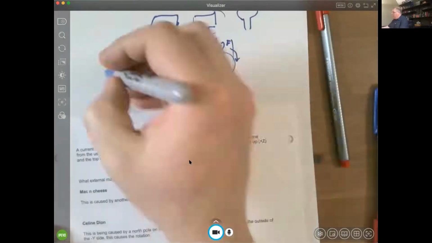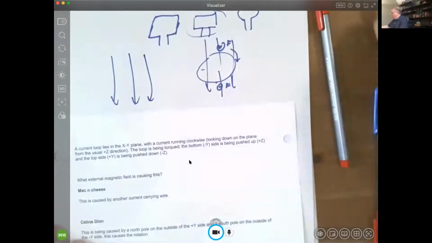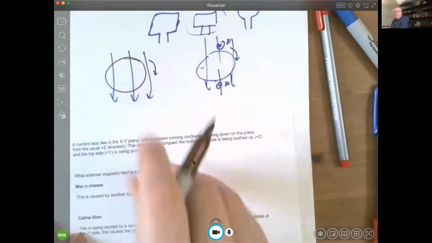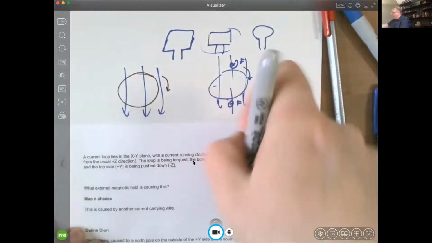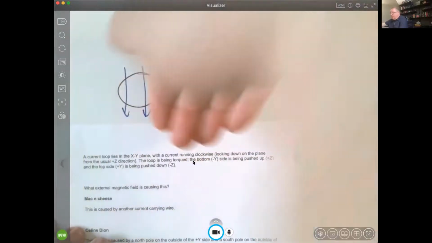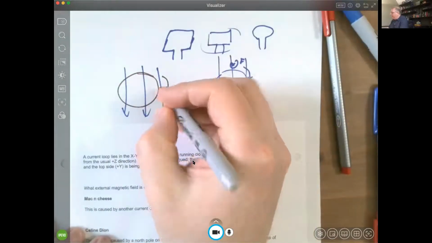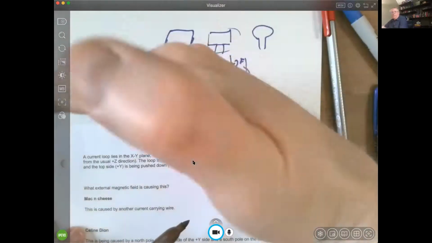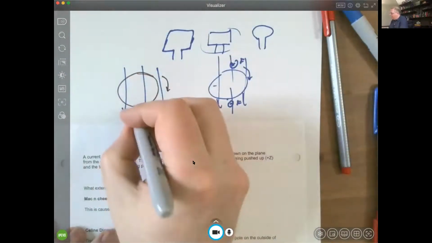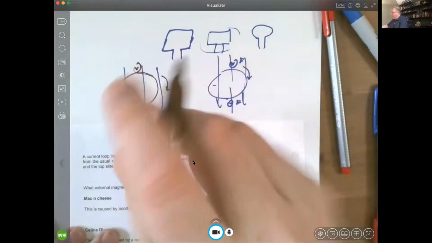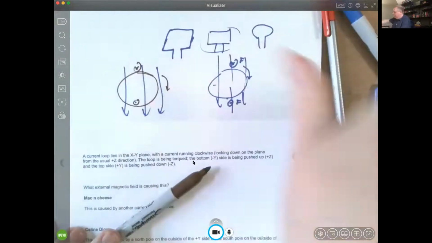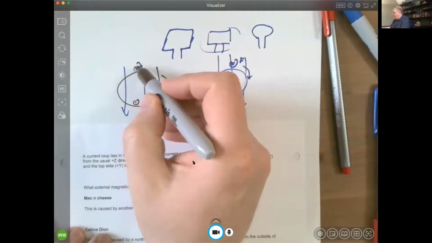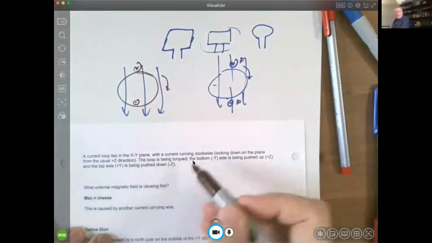So just to draw that again. If the field is this way, and my loop is like this, with the current running that way, then on this side, if the current's running down, this doesn't have any effect. This doesn't have any effect. Over here, the current's running left, the field is down, so this would be forced towards me. Here, the current is running right, the field is down, so this is a force away from me. So this is in the minus z direction and the plus z direction, which is what we want, right?